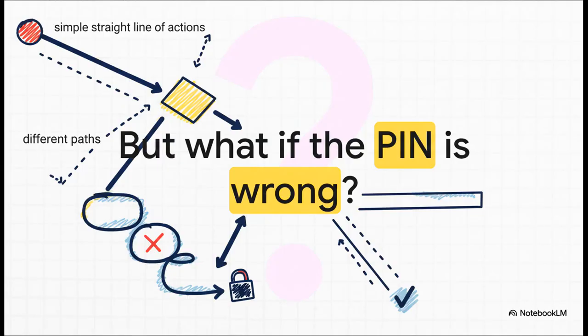But wait, what if the PIN is wrong? This is where things get really interesting, because real life isn't just a straight line, right? There are choices, there are conditions, different paths you can take. A good diagram has to account for that. So what happens if someone messes up their PIN? Our process needs a plan for that.